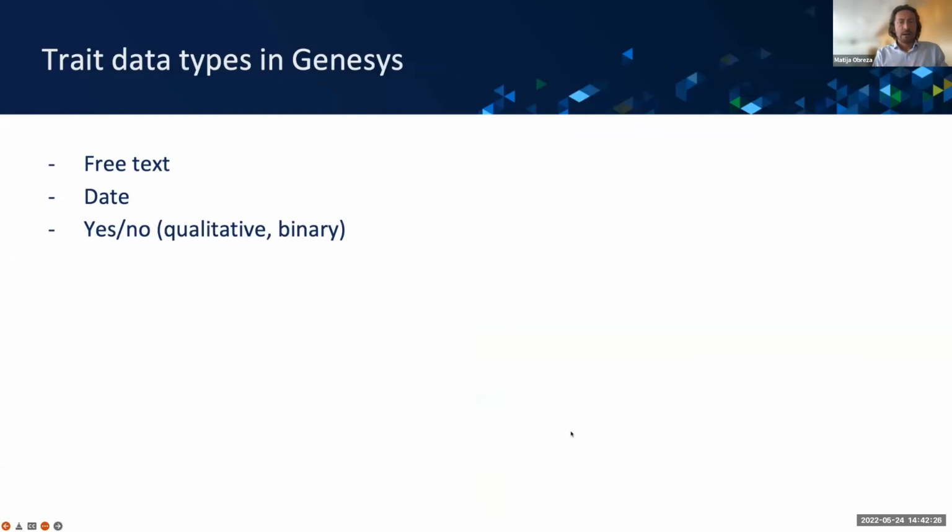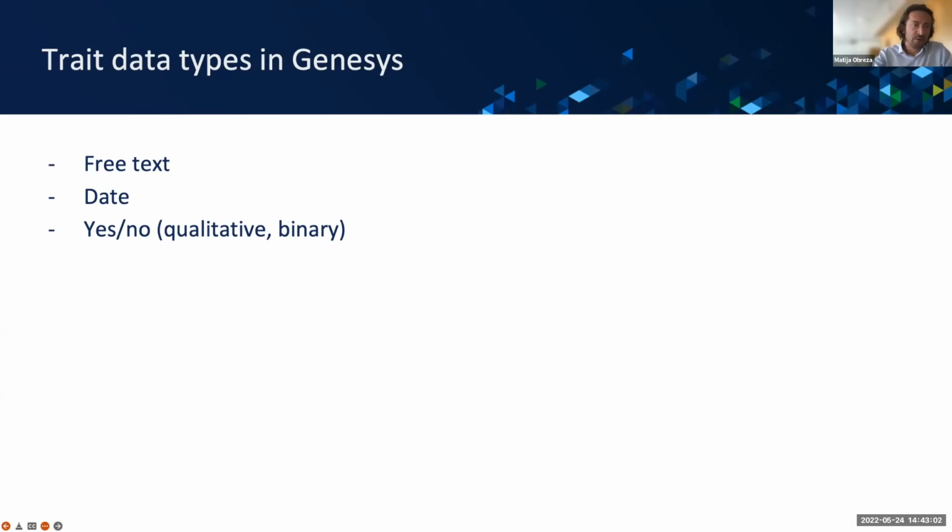Right, so when registering descriptor definitions in Genesys, you obviously specify the descriptor title and describe how the trait is observed. And the gene bank may pick from one of the following data types, to document how the data is actually recorded in the data set itself. So free text is commonly found in various data sets that we see.